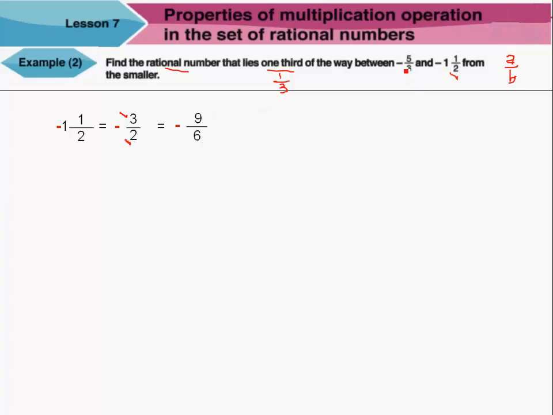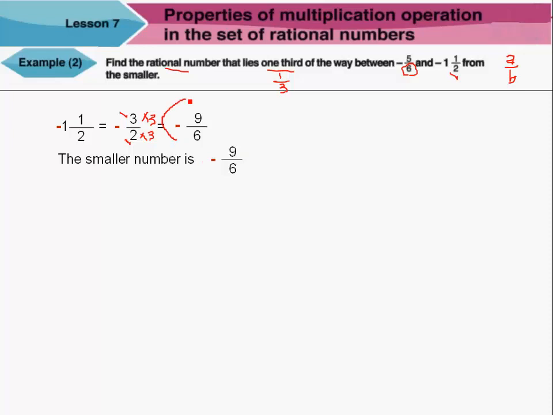Notice that the denominator must be the same. What is the denominator here? It is 6. So, this denominator must be 6. How can it be 6 if we multiply 2 times 3? So, we have to multiply the numerator times 3 also. This will give minus 9 over 2 times 3, which is equal to 6.